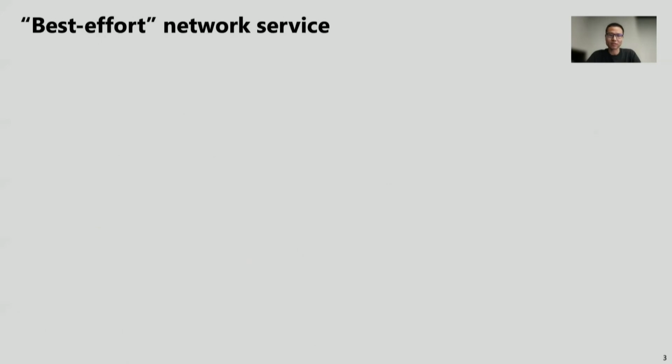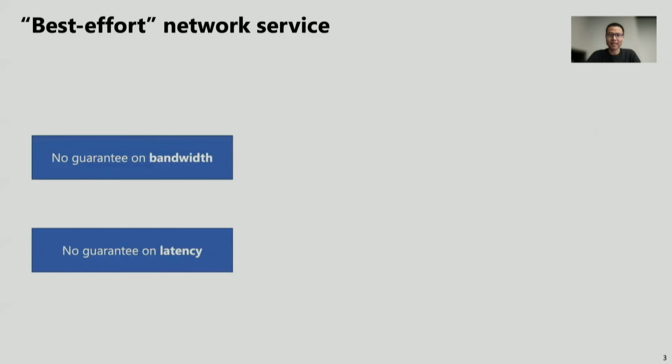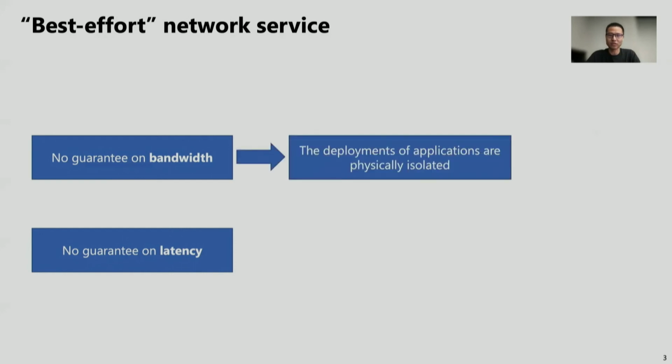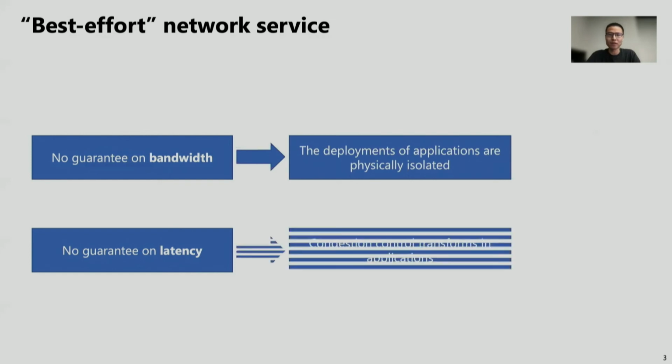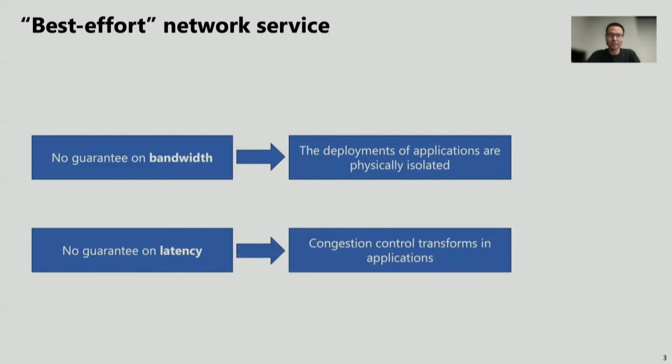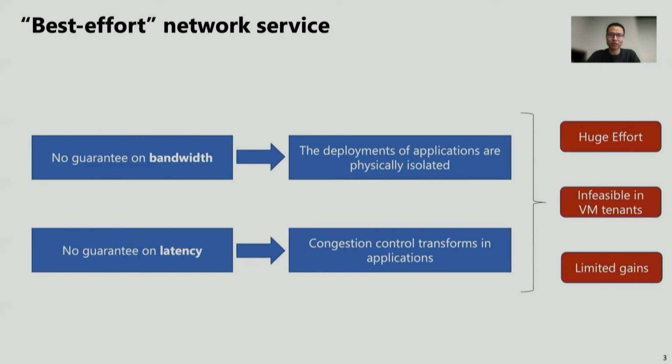This issue comes from today's best-effort network service. Today, data center networks have no guarantee on bandwidth and latency, so applications have to be deployed in different clusters to avoid bandwidth contention. To improve latency, tenants prefer to use advanced congestion control in their applications. However, the co-design of network and applications for providing guarantees on bandwidth and latency involves both network operators and tenants, which needs huge efforts but gets limited gains.